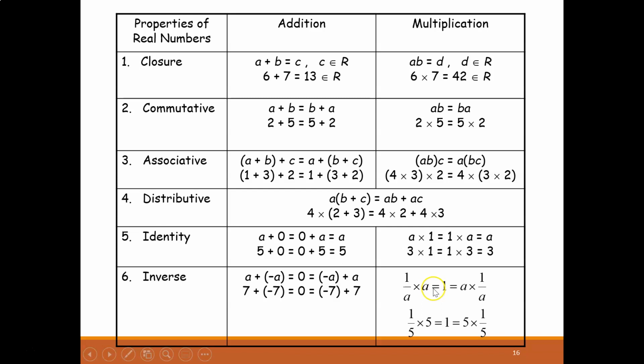And then how about multiplication? Untuk yang multiplication, 1 over A times A. You can cancel out the A, so it becomes 1. Macam ni juga lah. 1 over 5 times 5, you can cancel out the 5 and you get 1. That is inverse.